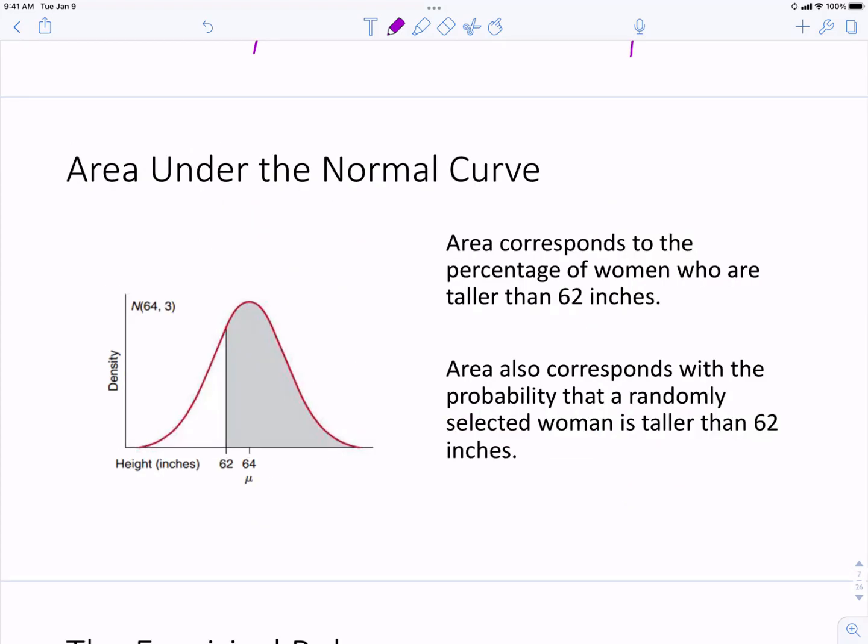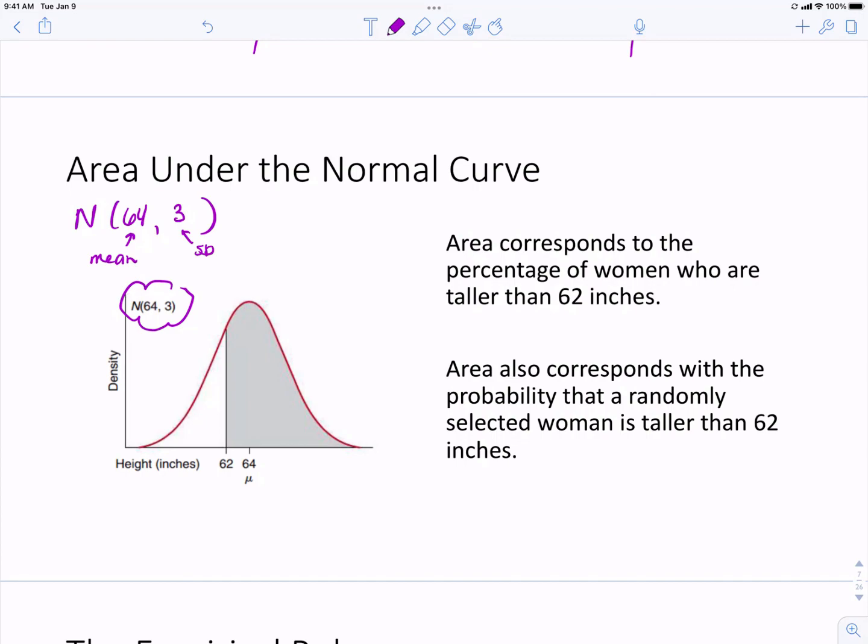The reason that the normal curve is important is because the area under the normal curve gives us important information about our population. So for example, here's a picture of the heights of females, and the mean is 64 inches, and the standard deviation is 3. By the way, this is how that's often abbreviated. N means that it's a normal curve, 64 is the mean, and the second number, 3, is the standard deviation.